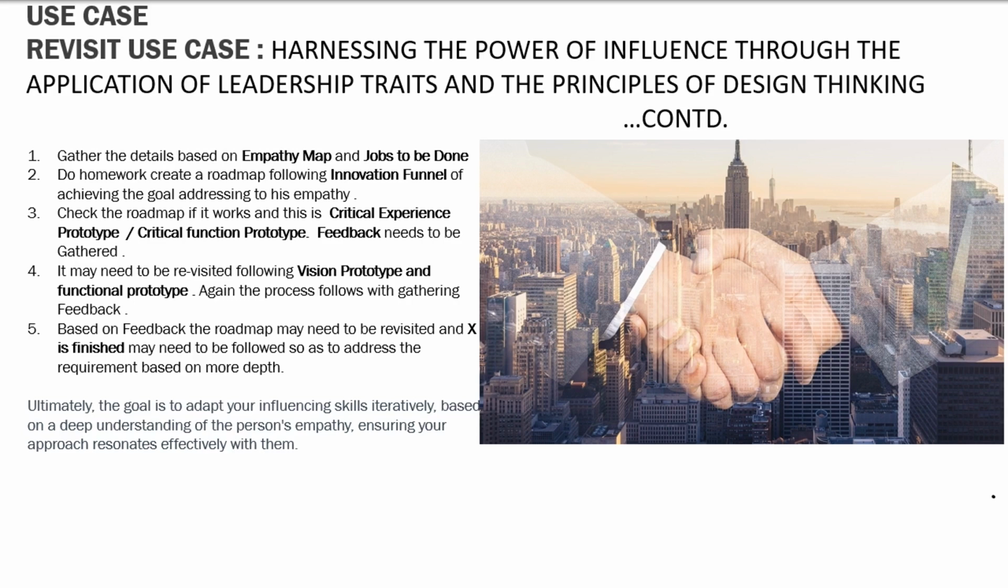4. It may need to be revisited following vision prototype and functional prototype. Again the process follows with gathering feedback. 5. Based on feedback the roadmap may need to be revisited and the steps may need to be followed again so as to address the requirement in more depth. Ultimately, the goal is to adapt your influencing skills iteratively, based on a deep understanding of the person's empathy, ensuring your approach resonates effectively with them.